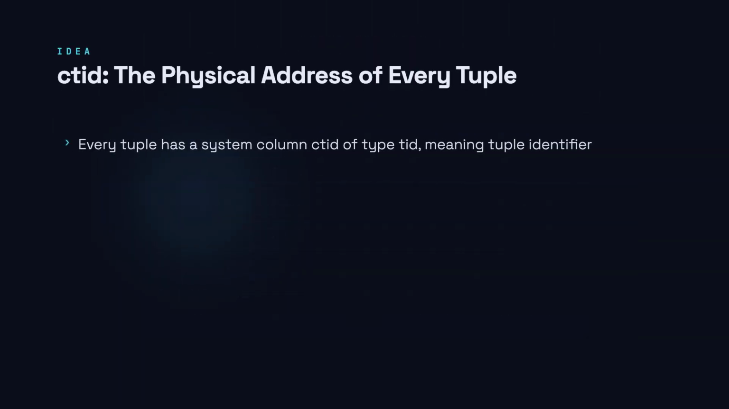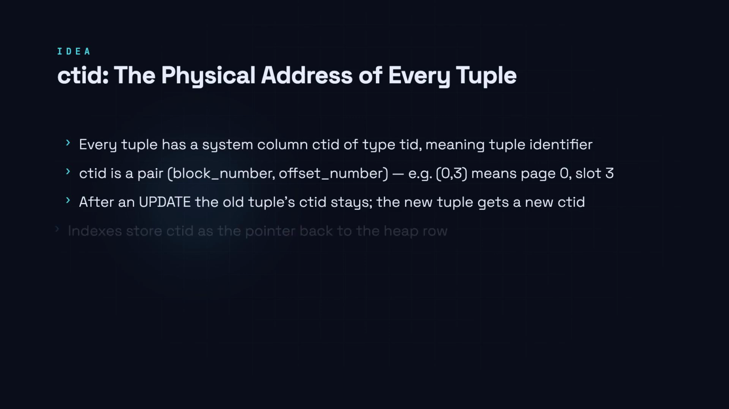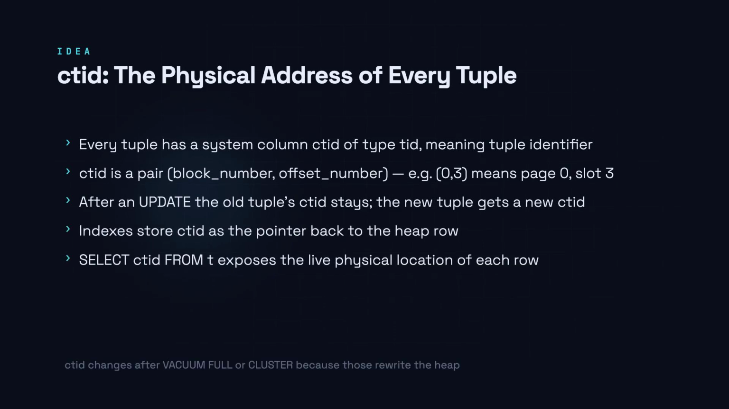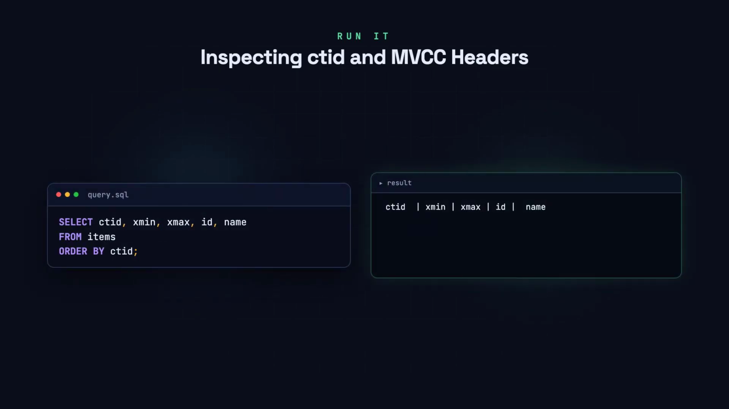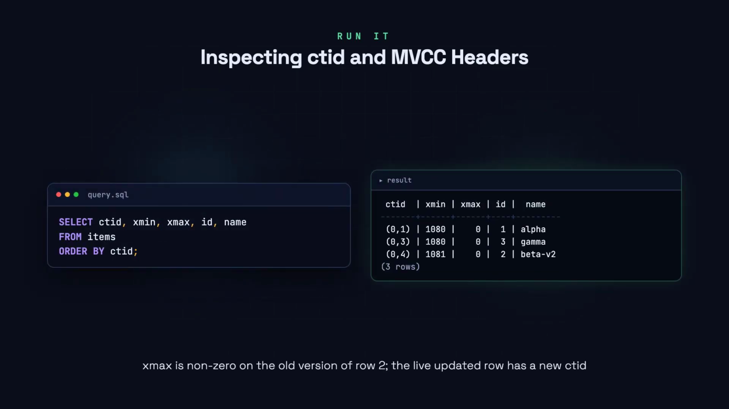The ctid is Postgres' raw pointer to where a tuple lives on disk. It encodes the page number and the slot within that page. Indexes do not duplicate row data, they just store the ctid and let a heap fetch retrieve the actual columns. Selecting ctid alongside xmin and xmax lets you see the MVCC envelope around each tuple. After the update, two versions of row 2 exist on the same page, one with xmax set marking it dead, and one live version at a higher slot number.